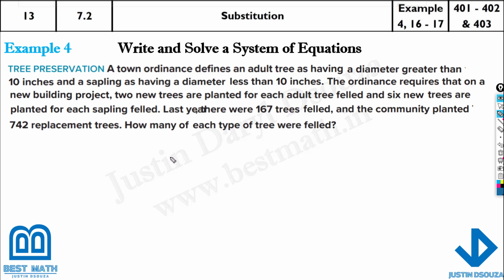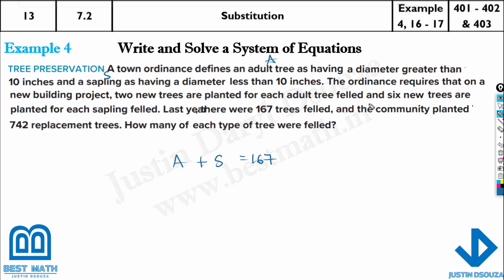Now the thing is, last year so many trees were felled, but we don't know which type, whether it was adult tree or saplings. Now we will write the equations. Before that, we will think adult tree, let's give it as A, and the saplings will give it as S. So we know when we add A and S, last year 167 trees were felled. So this was the equation for last year. That's one equation. But we need a system of equations, at least 2, and then only we can solve for 2 variables.